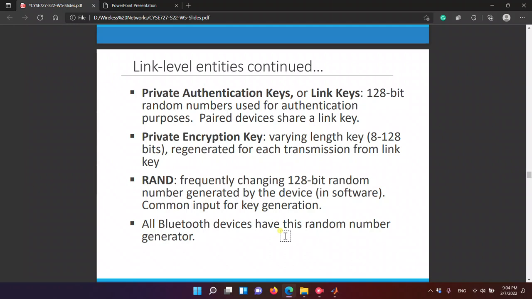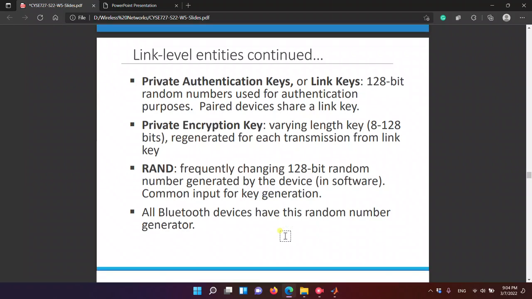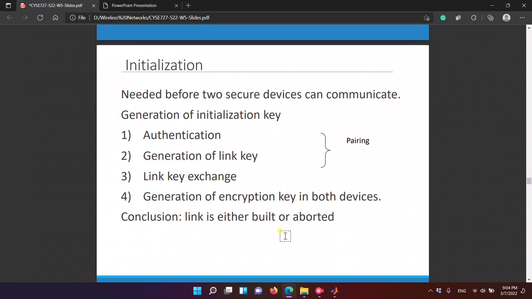Random is a frequently changing 128-bit random number generated by the device in software. It is a common input for key generation. All Bluetooth devices have this random number generator.